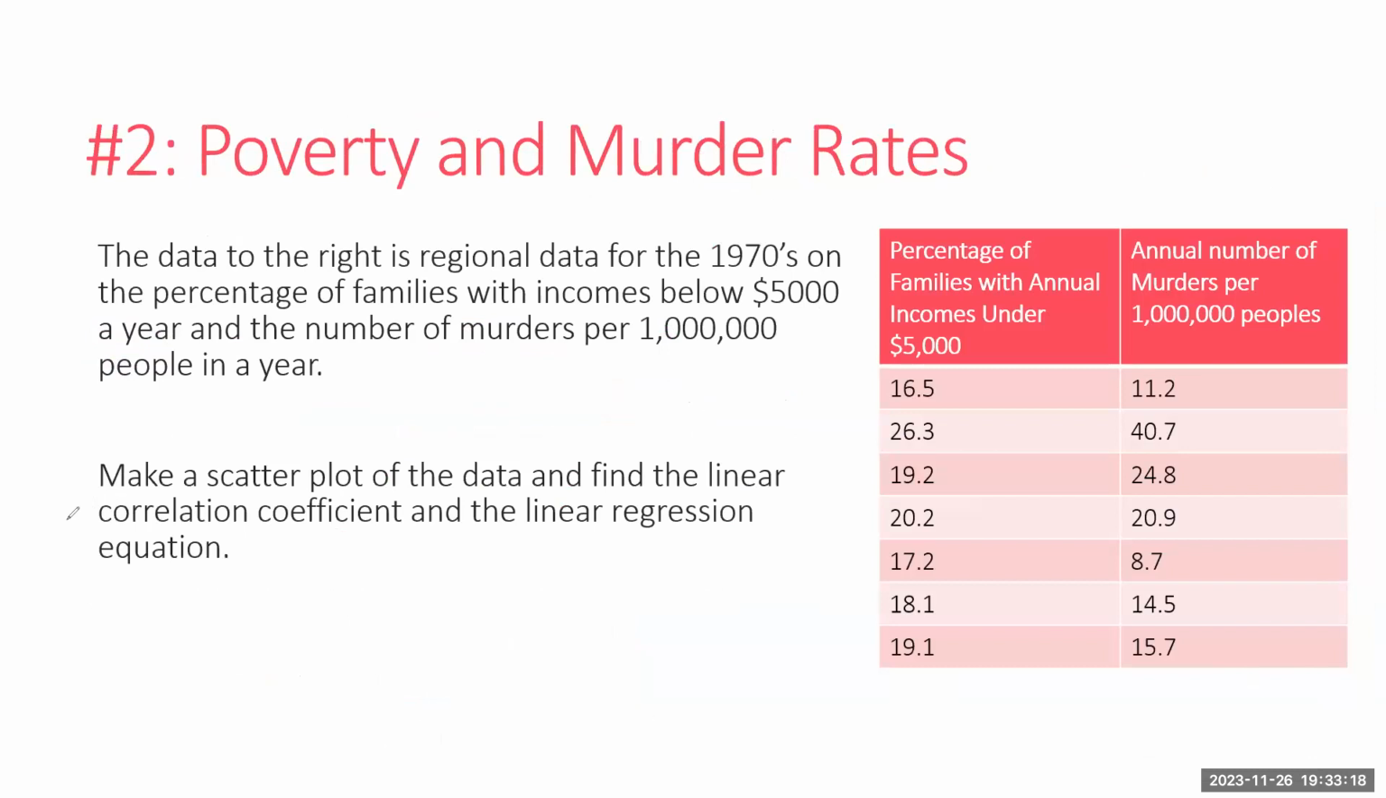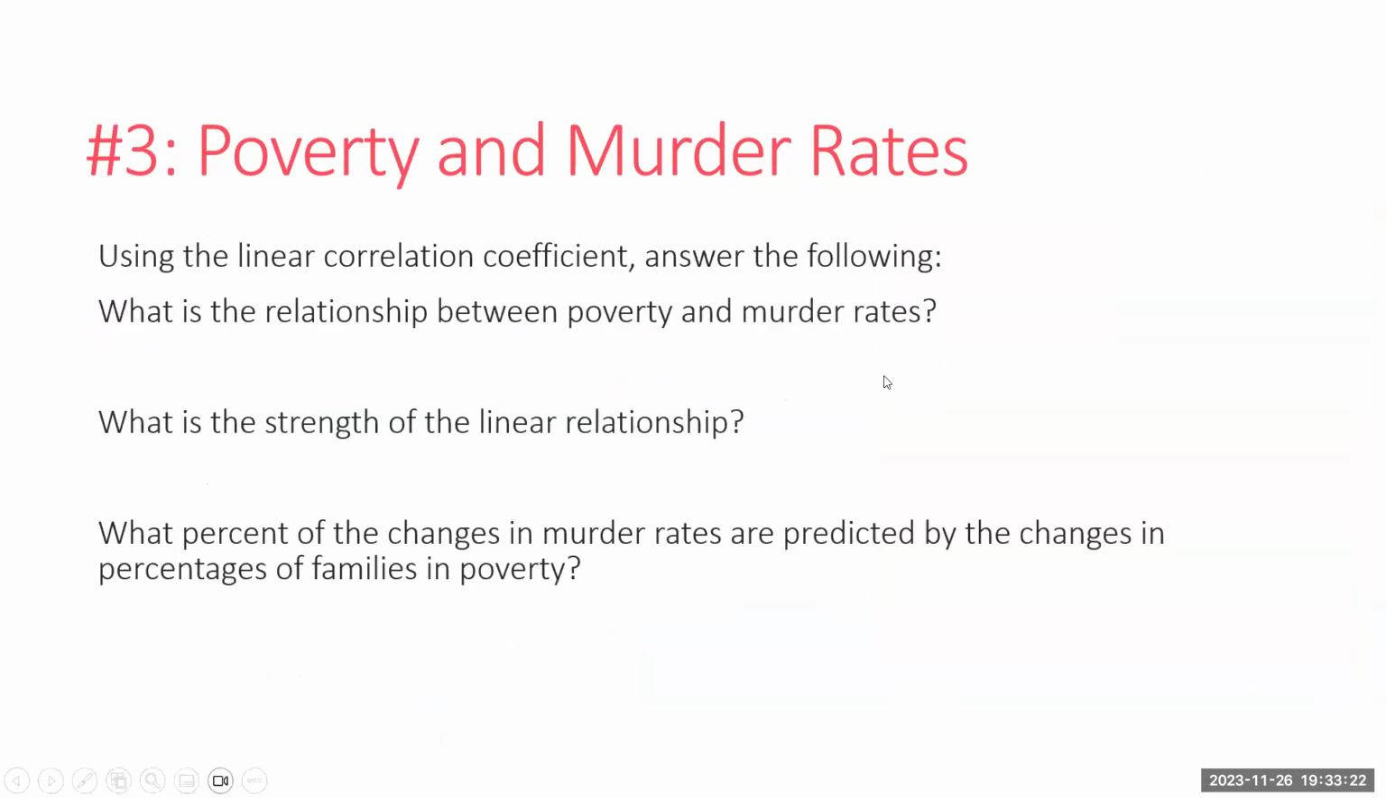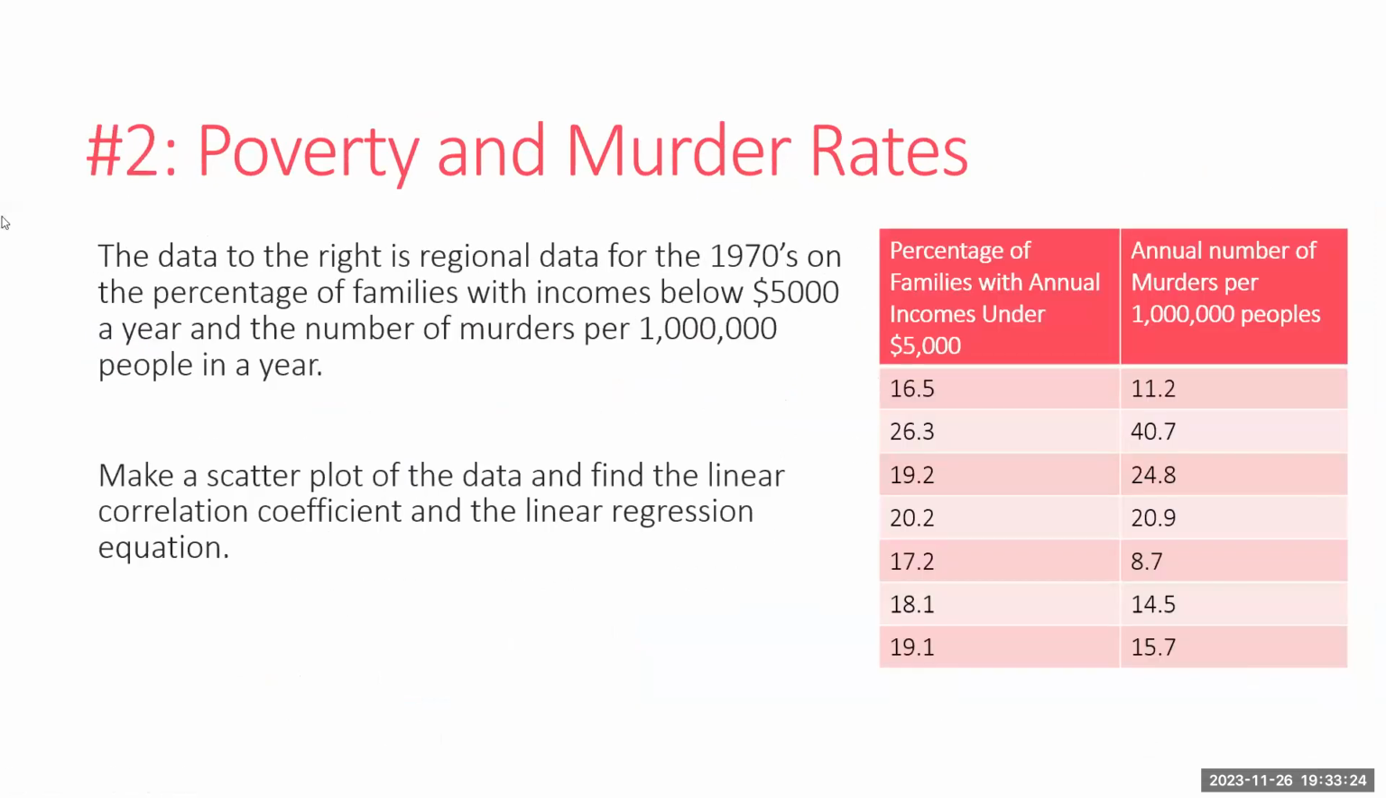If you're going to do this murder rates and poverty example, use this data here. The data to the right is the regional data from the 1970s on the percentage of homes with incomes below $5,000 a year. Remember, this is back in the 70s. It also gives the number of murders per 1 million people in that year in that same region.